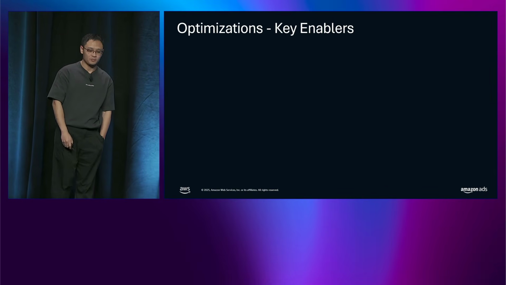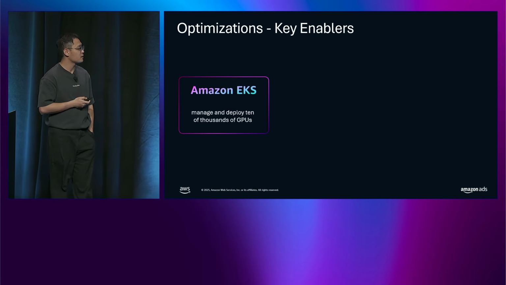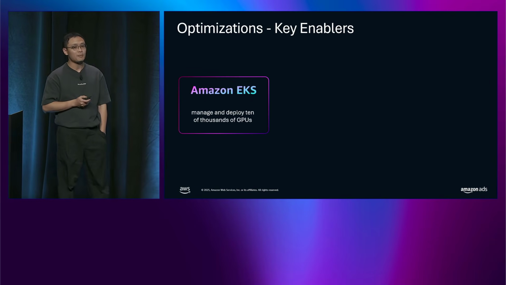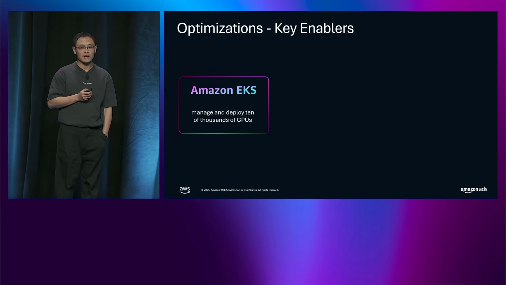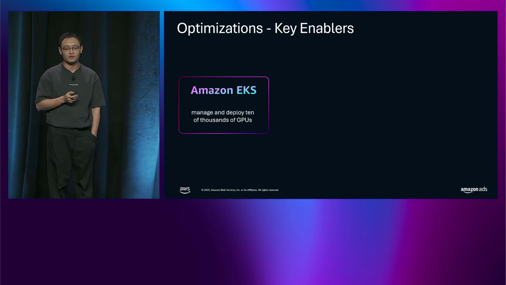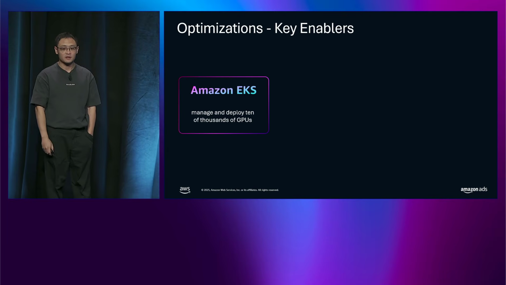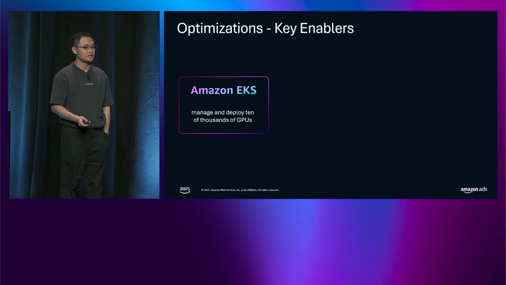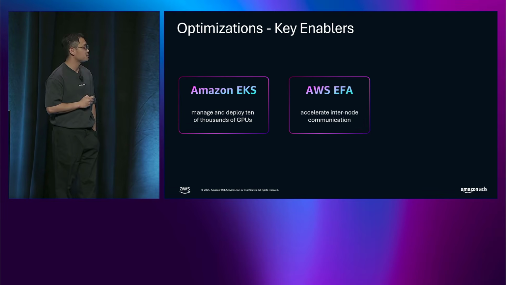Now let's take a look at the key enablers for this optimization. At the data plane layer, we use Amazon EKS to orchestrate and manage a cluster of over 10,000 GPUs of different instance types. This is the foundation for us to build a scalable service and also adopt some of the optimizations.